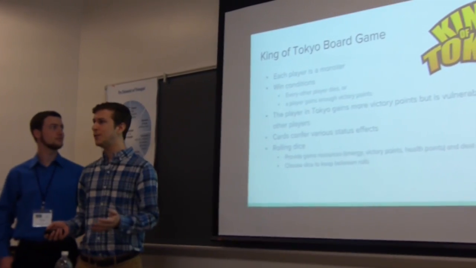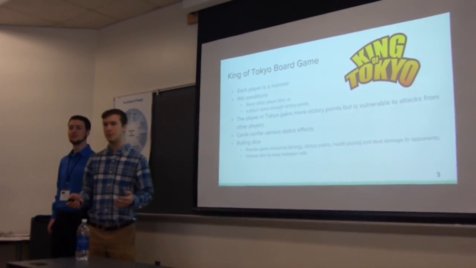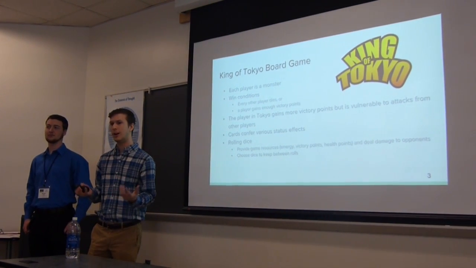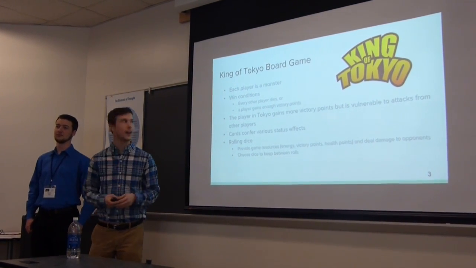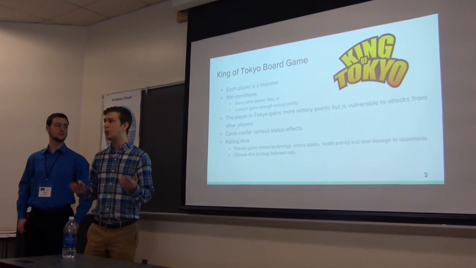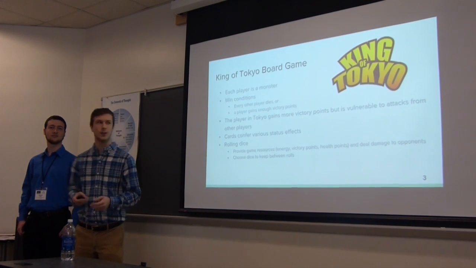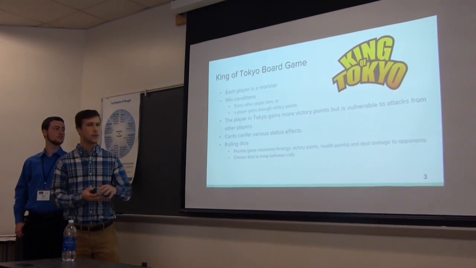So maybe some of you heard of the game. It's called King of Tokyo. This is what we based it off of. It's a board game. It's sort of like a King of the Hill style game where Tokyo is sort of the hill, and every player is a monster, and you win by either defeating all the other monsters or obtaining enough victory points, as they're called. And then that'll win you the game.